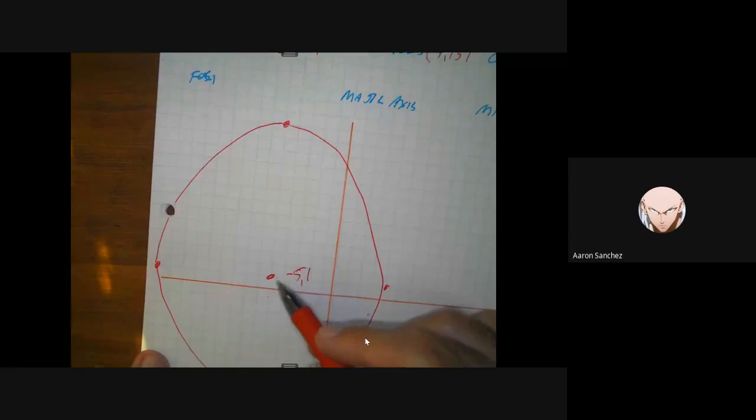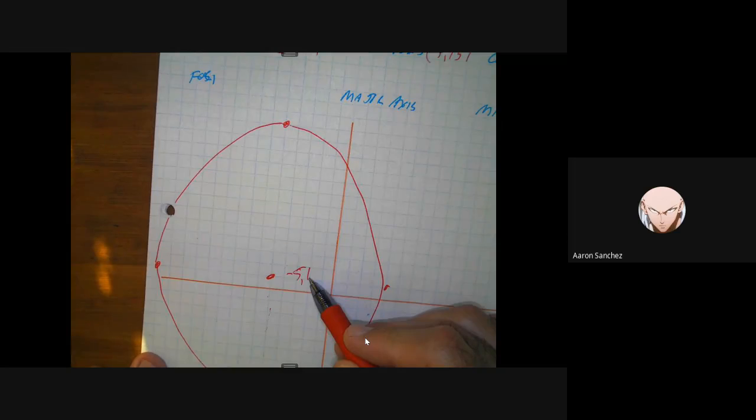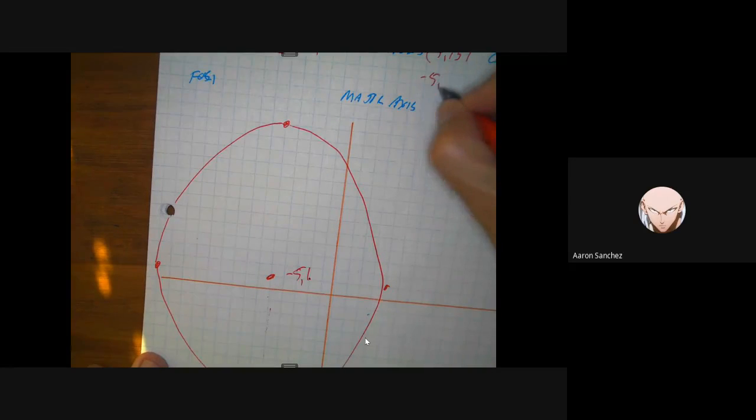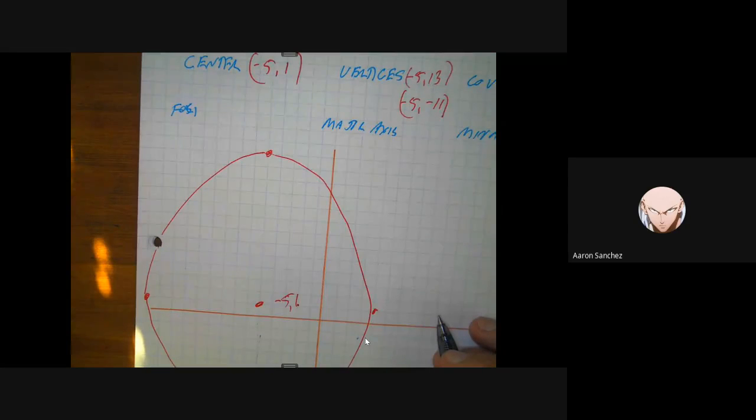Then I go down 12. That means for my 1, I go down 12. So it's 1 minus 12, which is negative 11. Negative 5, negative 11. That's my vertices, right? In this one, I go left and right, which means I'm going to change my negative 5.